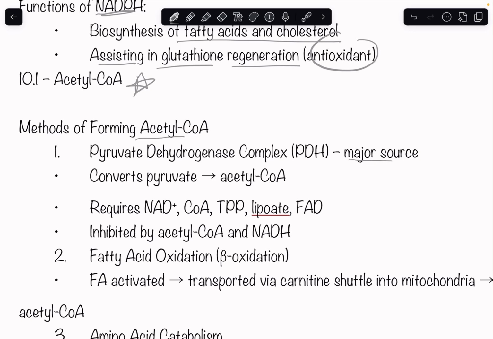Your major source is the pyruvate dehydrogenase complex, which is just abbreviated PDH, and that converts pyruvate to acetyl-CoA. And again, it's pretty easy to remember, right? Pyruvate dehydrogenase, meaning that you're taking something away, and then complex just means complex. So this is your major source of acetyl-CoA.